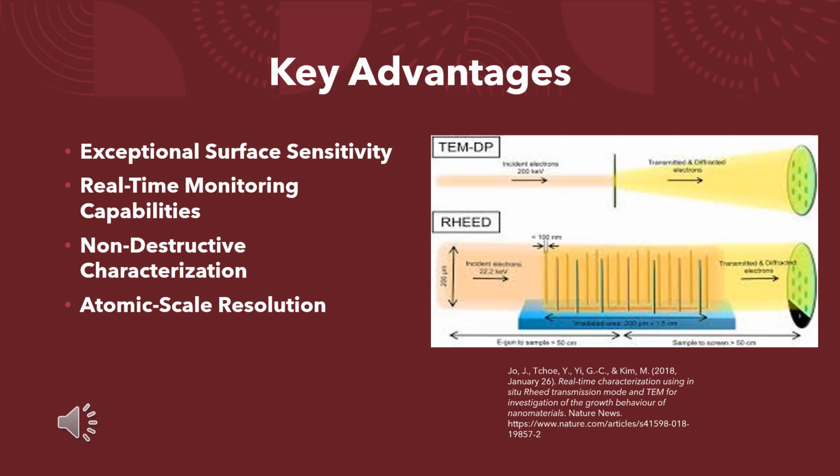Another significant advantage is that RHEED is a non-destructive characterization technique. It preserves the sample integrity while providing detailed structural information. This makes it suitable for continuous monitoring without damaging the sample. Finally, RHEED offers atomic scale resolution. It delivers precise information about atomic surface arrangements, which is essential for advanced materials research and development. This level of detail is crucial for understanding and controlling surface phenomena at the atomic level.